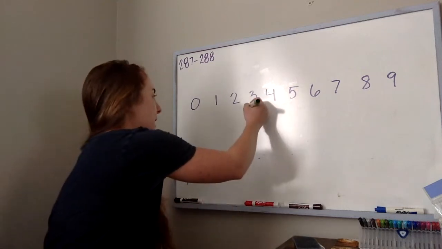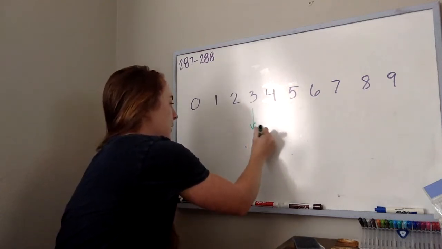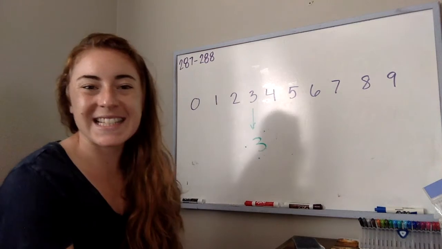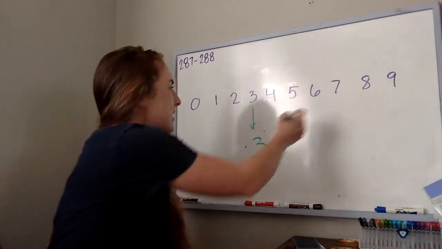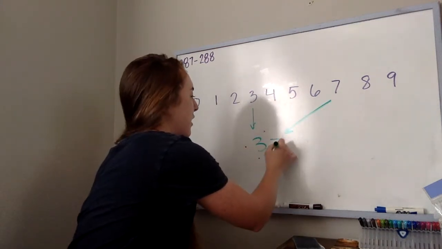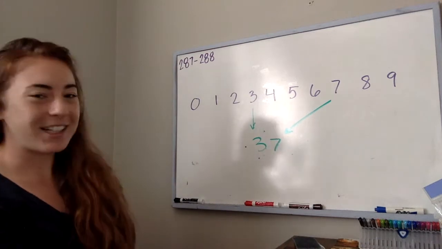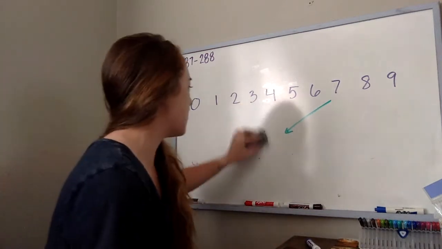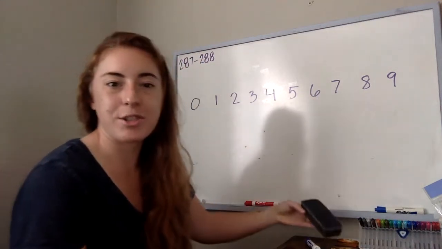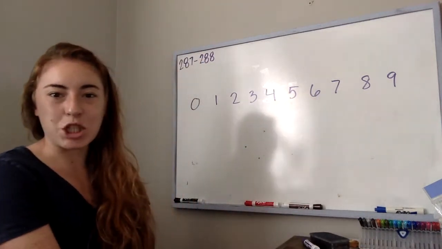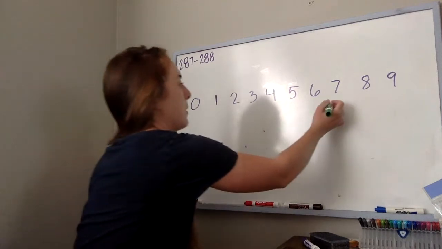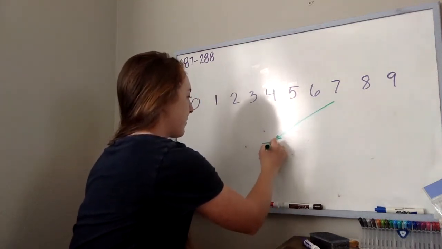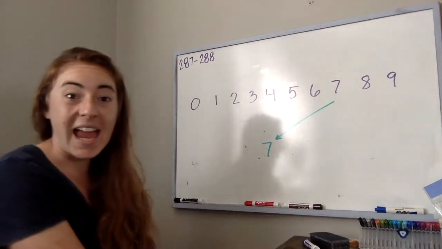We need our 3. 37. What comes next? Our 7. 37. Good job. How about the number 72? What digits do we need to make 72? We need our 7 and we need our 2.